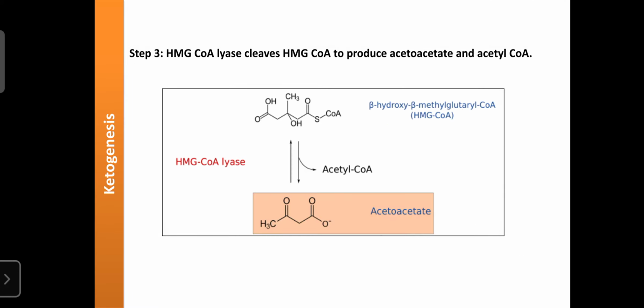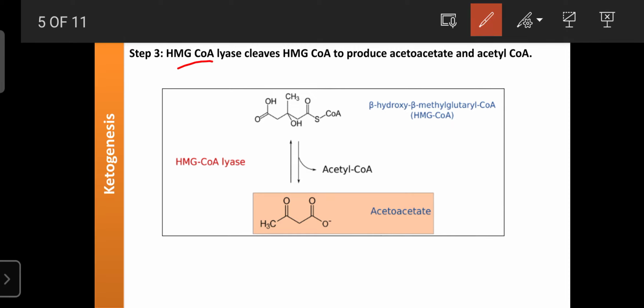Next is step 3, the HMG CoA lyase. It is another enzyme involved in cleavage reactions. This enzyme cleaves the HMG CoA, or beta hydroxy beta methyl glutaryl CoA, to produce acetoacetate, and it liberates one molecule of acetyl CoA. So this is the first ketone body, that is acetoacetate.